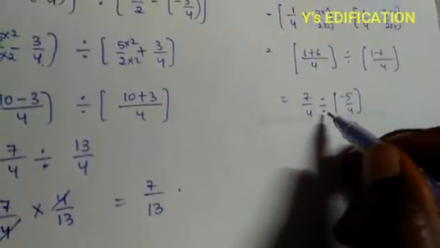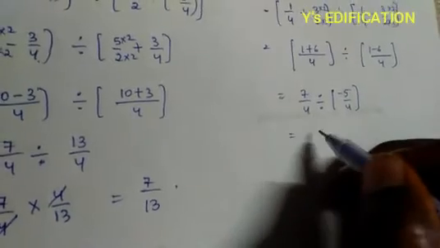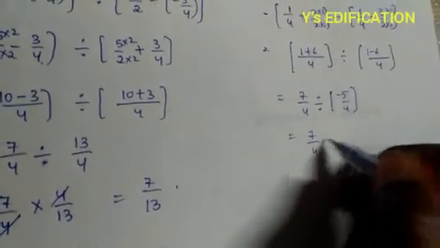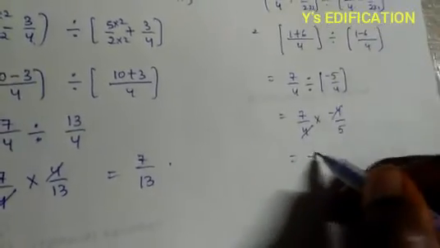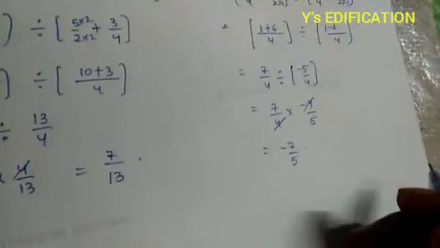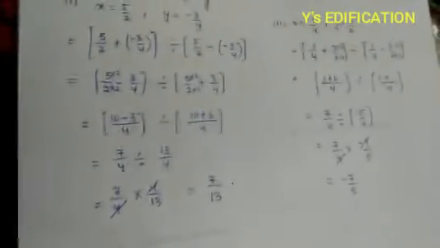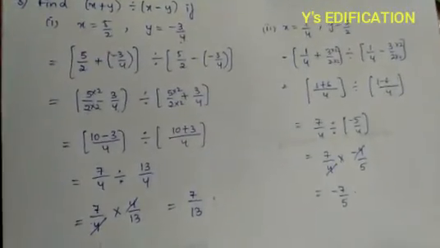Again I have to convert this division into a multiplication, so I am going to take the reciprocal of this number. 7 by 4 into minus 4 by 5. The 4s will be cancelled, so the answer will be minus 7 by 5. In this way, the given numbers are substituted in the equation.